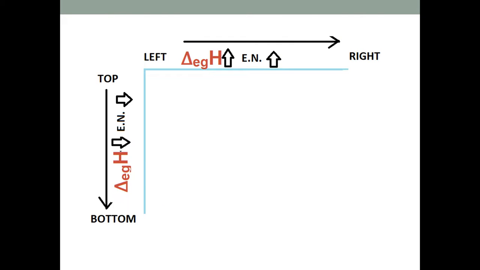So what about the periodic trend of electron gain enthalpy? I show a common periodic trend for electron gain enthalpy. If we move from left to right, then electron gain enthalpy increases, and if we move from top to bottom inside the group, then electron gain enthalpy decreases.